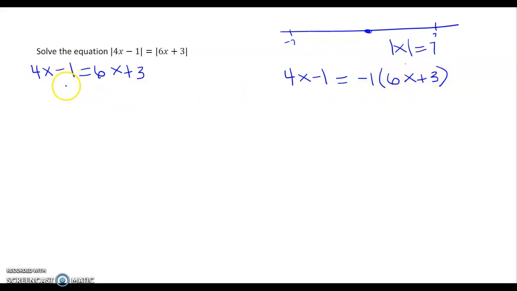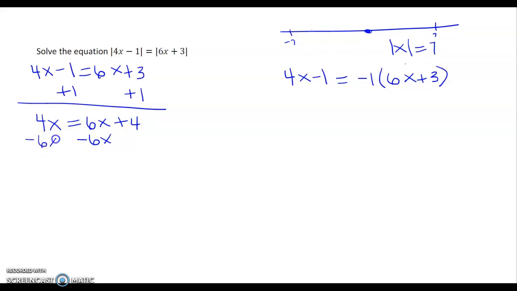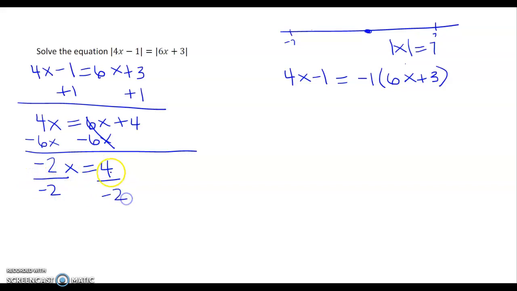So let's first solve this one on the left. We'll add the 1 to both sides. So we have 4x equals 6x plus 4. We'll minus the 6x. Often you should minus the variable terms first, but it doesn't matter too much. So we get negative 2x equals 4. Divide by negative 2 on each side. So x will equal negative 2. So that's one of our answers.